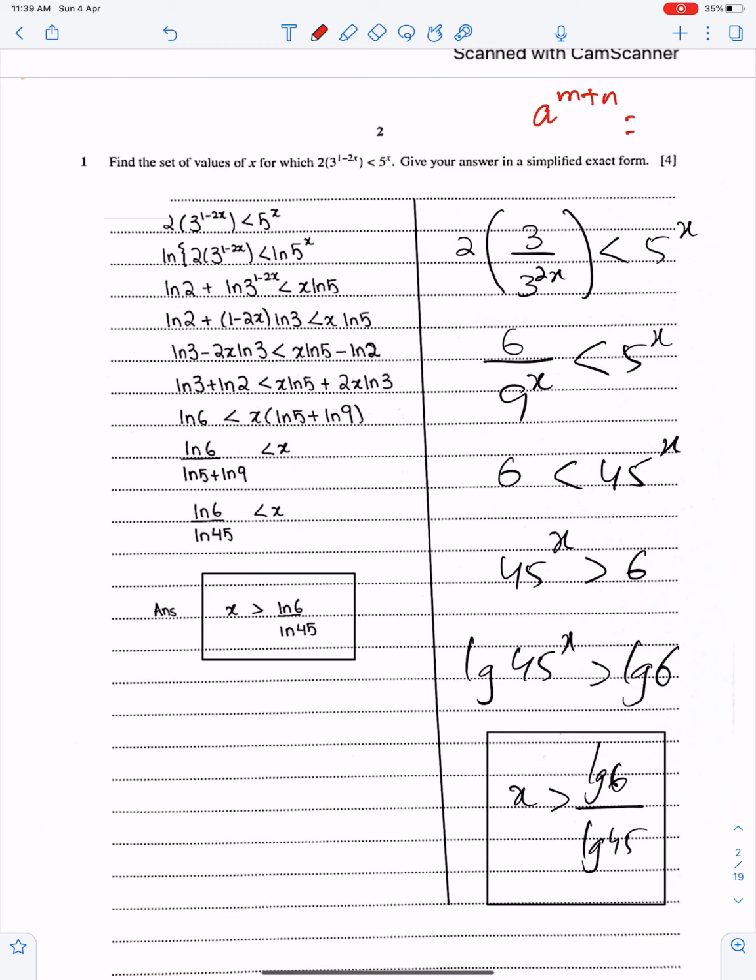Whenever you have an index equation or inequality, we normally use these rules. Make sure you are good with these rules. So I'm using this rule, this one here. So this 3 power 1 minus 2x will become 3 power 1 over 3 power 2x, and this will become 9 power x, and then you can multiply these two terms. 2 into 3 makes 6. Now bring this here, so this will become 45 power x.